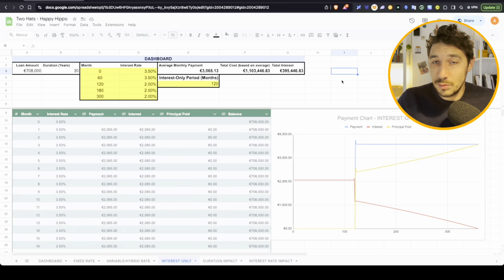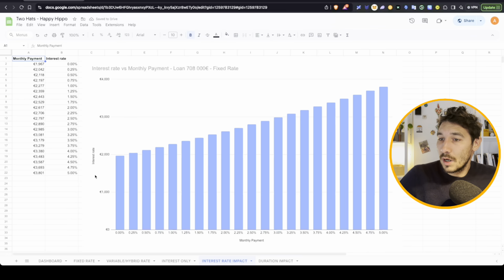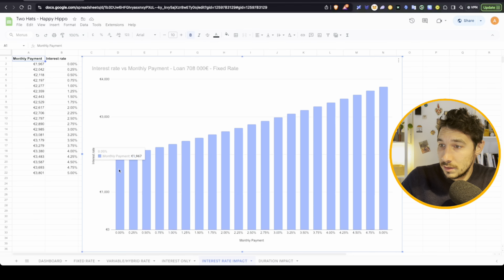Now that we have covered mortgage types, let's look at how interest rates and durations will impact costs. I wanted to start from the interest rates. For this 700,000 euros loan, I plotted here the average monthly payment according to a fixed interest rate. In the first case here, we have a monthly payment of nearly 2,000 euros. So in this case, we are only building equity, 100% equity, zero interest, because of course it's plotted at zero.